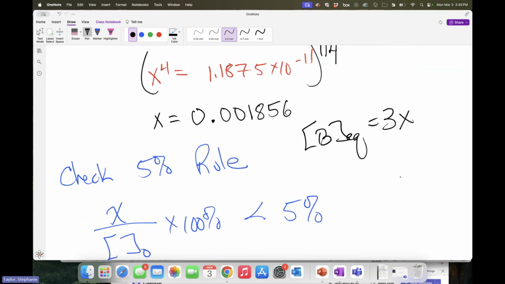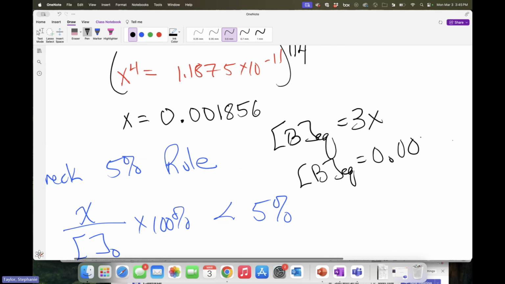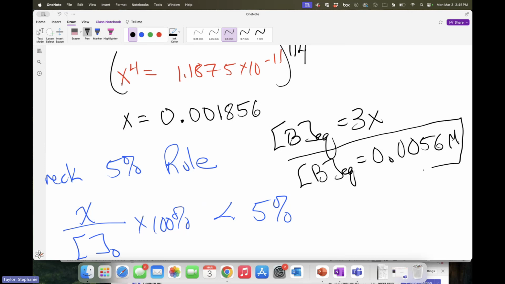So therefore, when I'm doing that, I'm going to take that 0.001856 and multiply it by 3. So then I get my answer to be 0.00, let's do 56. So this then is the actual answer to the problem.